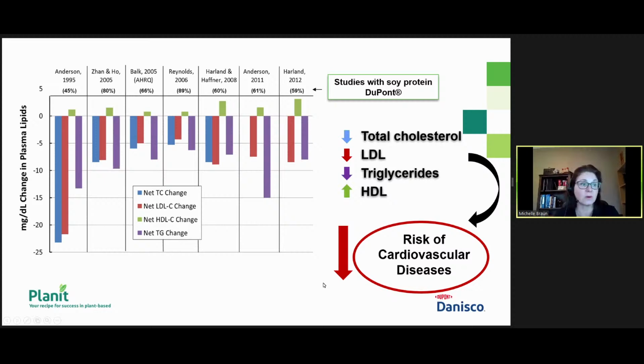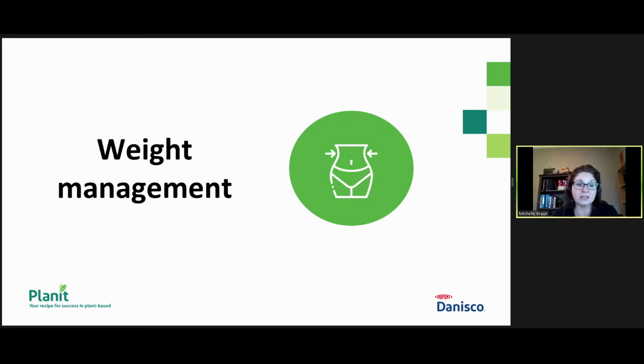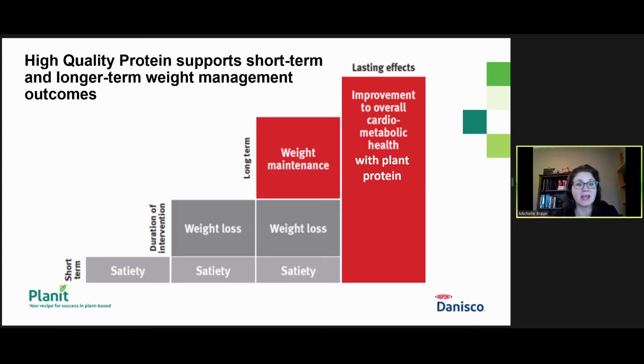Another health outcome area that's of interest to consumers, because they think of it more as an immediate need, is a product's ability to help support their weight management goals. What's interesting for soy is that the research shows that soy is effective in the short-term aspects of weight management, which is notably assessed in terms of satiety, or the feeling of fullness. So several studies have demonstrated that, like other high-quality sources of protein, soy can support satiety, and by consuming soy at one eating occasion, it may help to reduce caloric intake at the next meal over the course of the day.